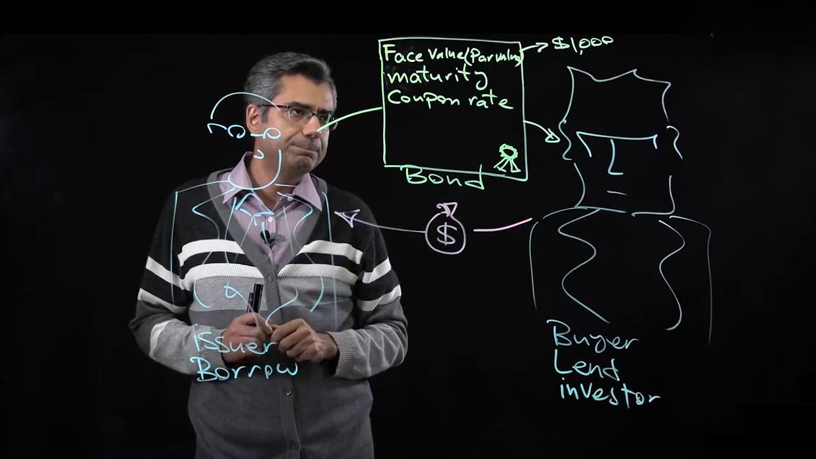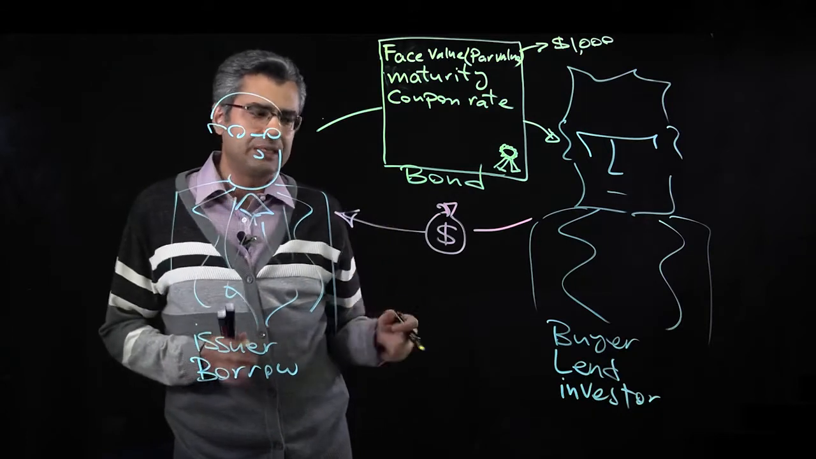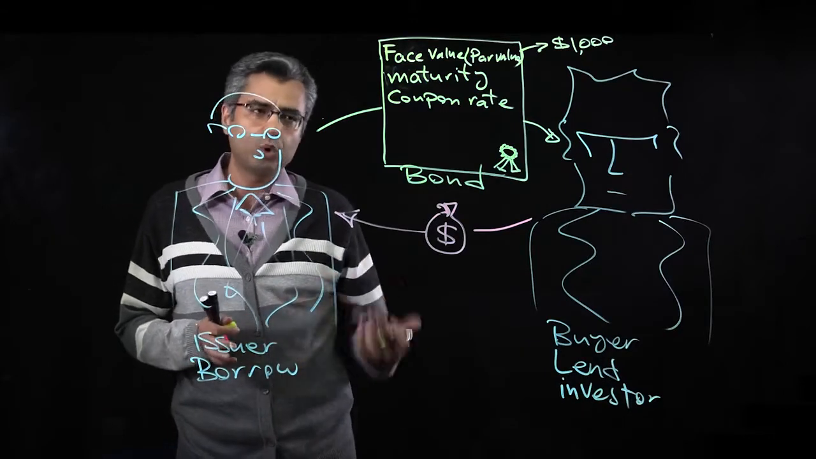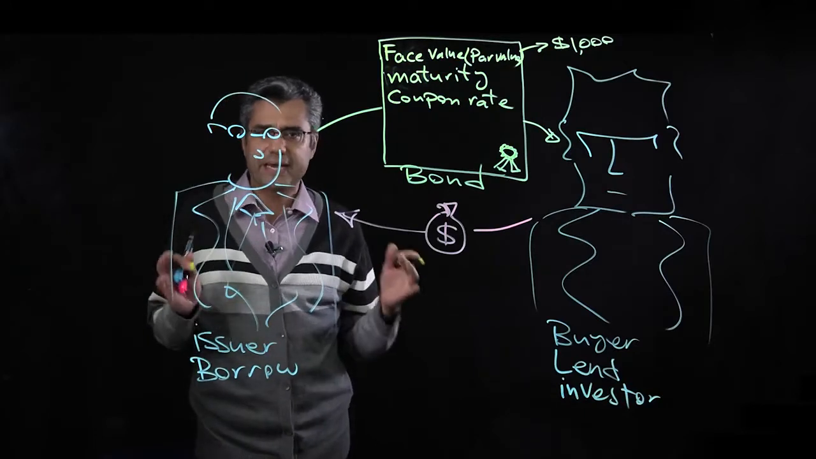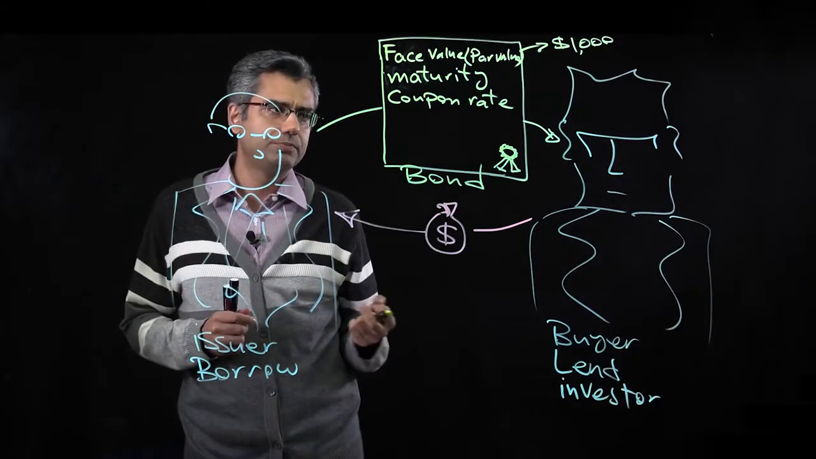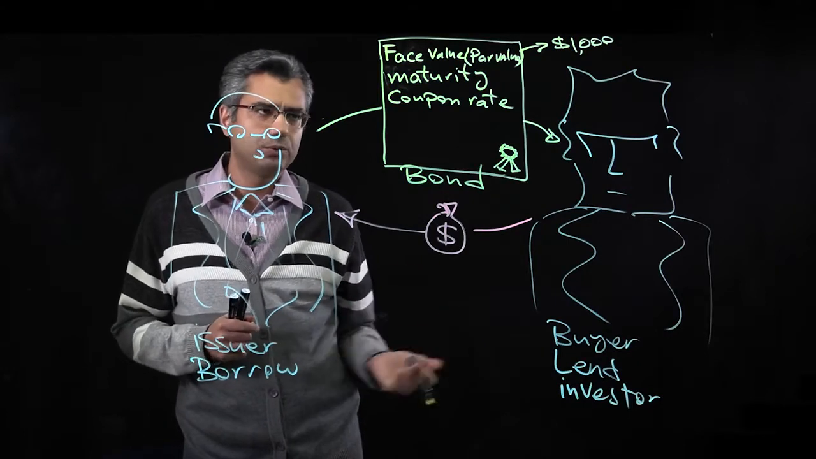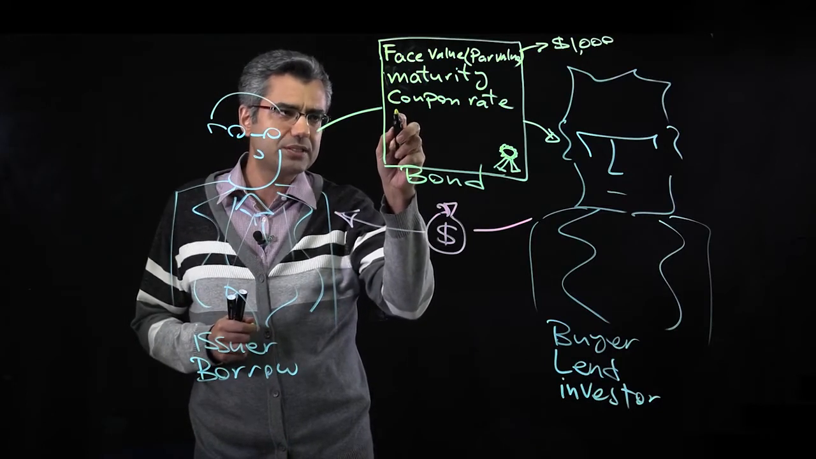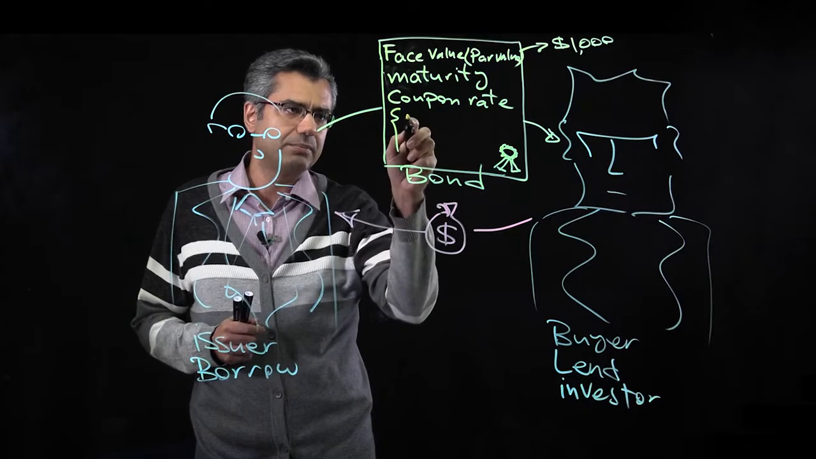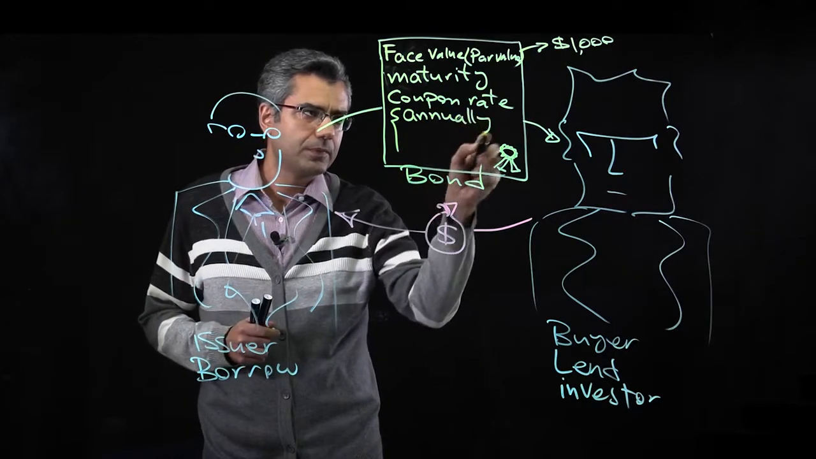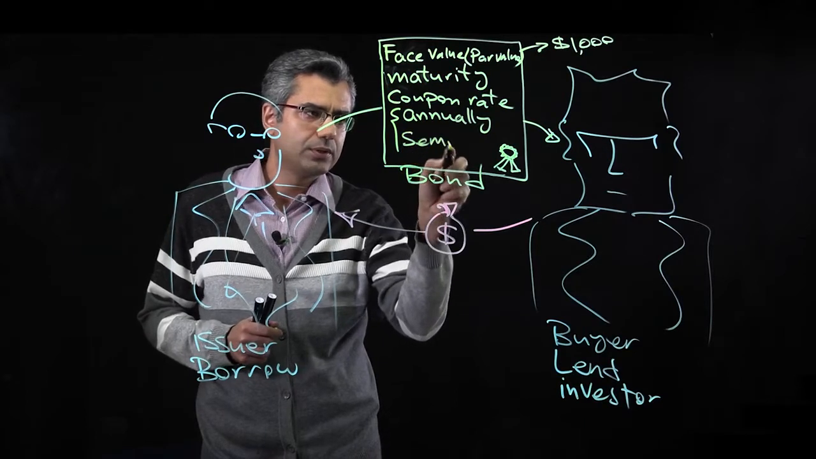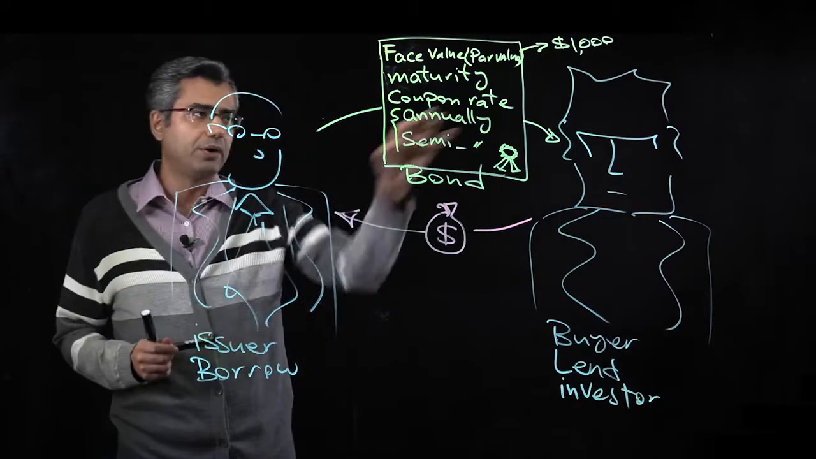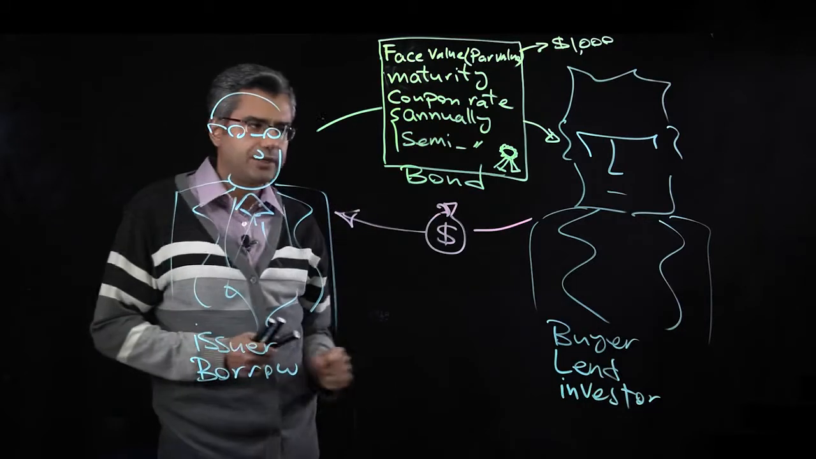Another one is whether the payment is per year, per 6 months, or quarterly. For corporate bonds, most of them are semi-annual, but it can be annual or even different forms, but they need to mention this. In most cases, the payment can be per year or semi-annual. It means every 6 months, the payment of the coupon. So these will be mentioned on the contract.